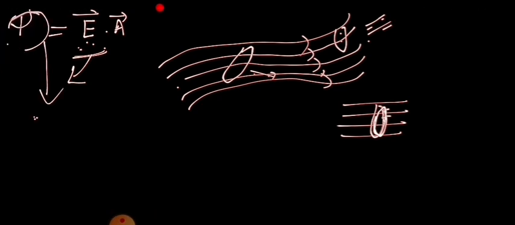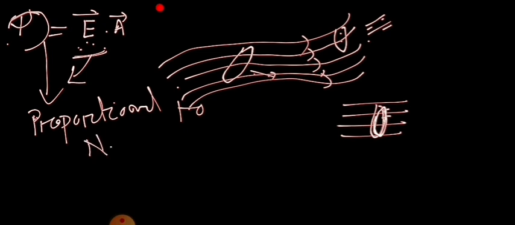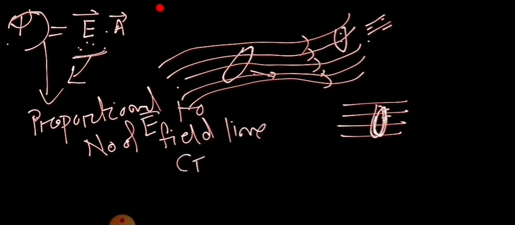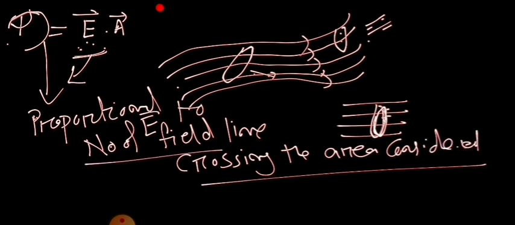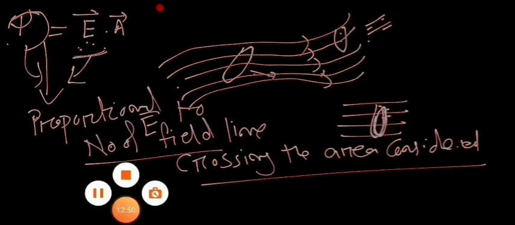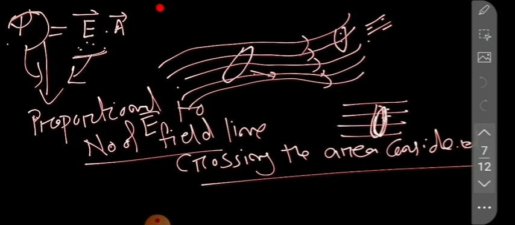This flux is proportional to the number of electric field lines crossing the area considered. How many field lines are crossing this? This flux is proportional to that number of field lines crossing it.